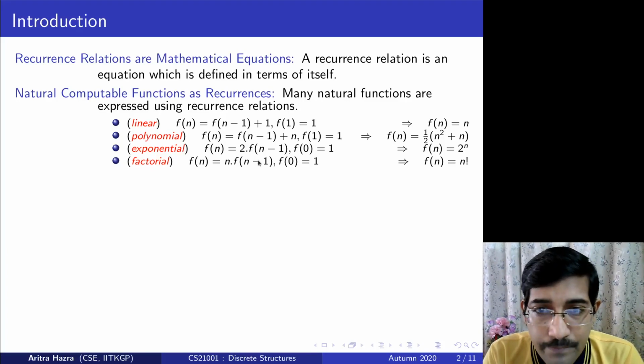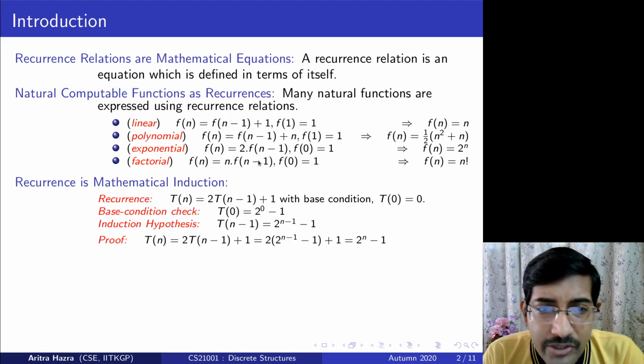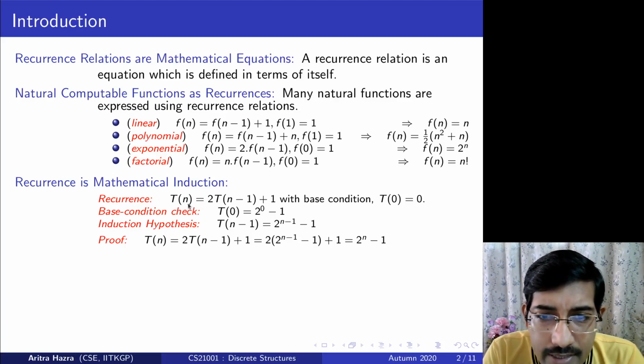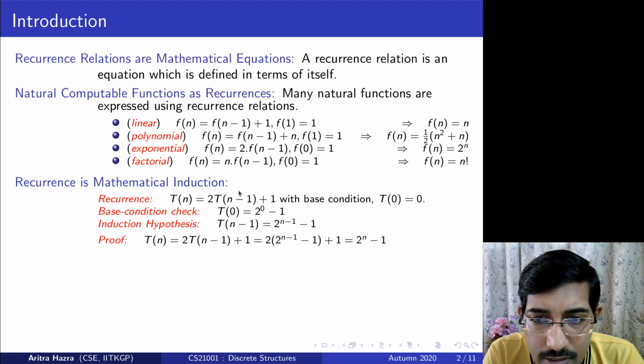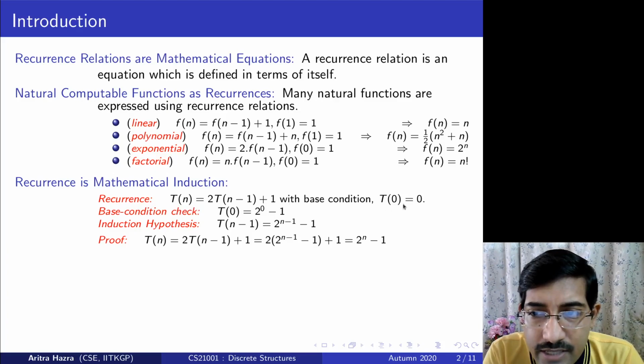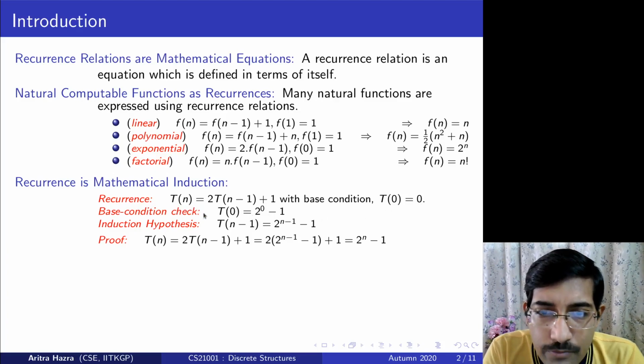You may rightly be thinking that this is related to mathematical induction, where we also describe the recurrence in terms of a function which has a lesser number of arguments or lesser value in the arguments, and we have a base condition check. So suppose we have this kind of recurrent function with a base condition t0 equal to 0. Mathematical induction tries to prove whether this is true for the base condition, and assuming this is true for n minus 1, it tries to prove a closed form expression for that.